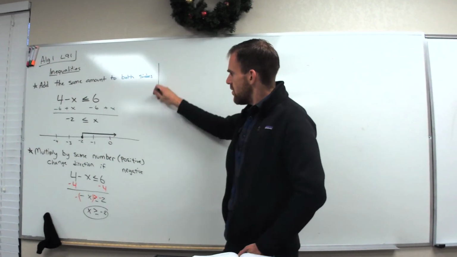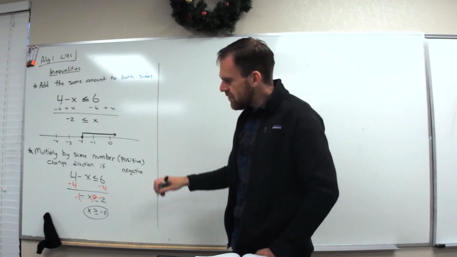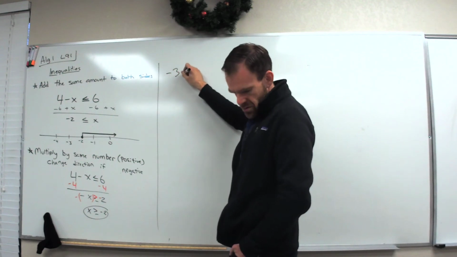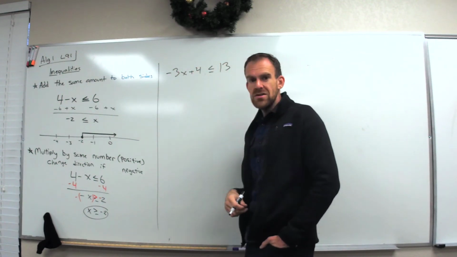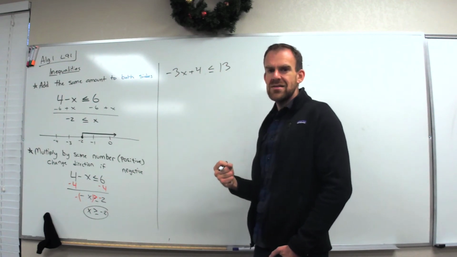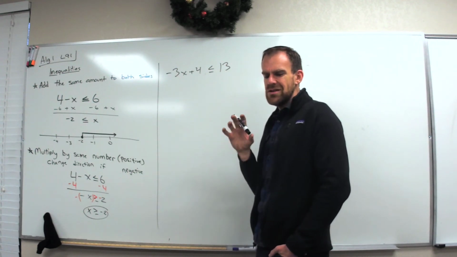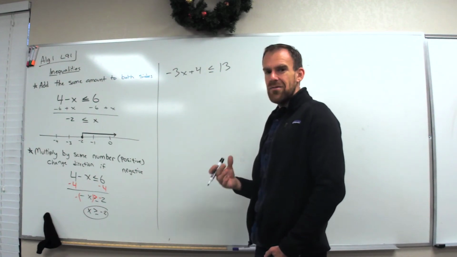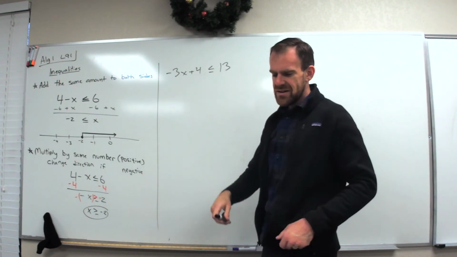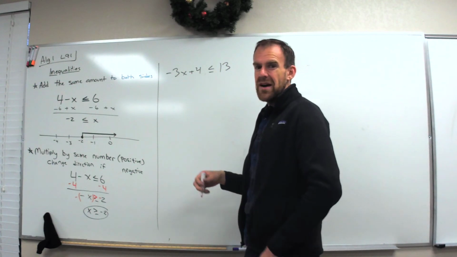So we have negative 3x plus 4 is less than or equal to 13. First step, I'm going to add and subtract. Just like we would in solving an equation, you want to go backwards on the order of operations. You want to get rid of your adding and subtracting first, then deal with multiplying and dividing.